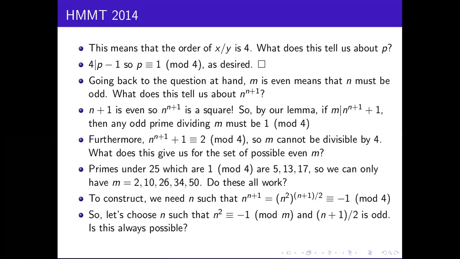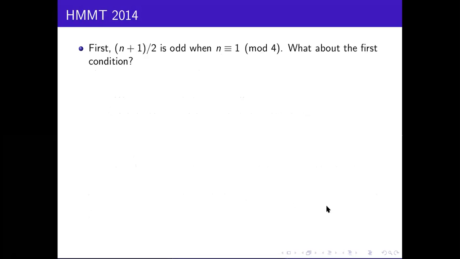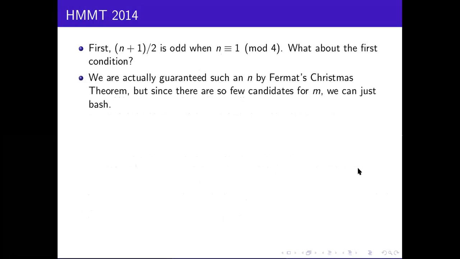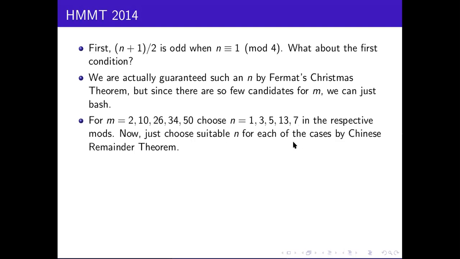Well, the second condition is just true if n is 1 mod 4. That's easy to deal with. But n squared being equivalent to -1 mod m might be a bit difficult. Actually, it doesn't really matter since we only have 5 cases. We're guaranteed such an n by Fermat's Christmas theorem, but there are so few candidates for m that, if we're lazy, we can just go ahead and bash.